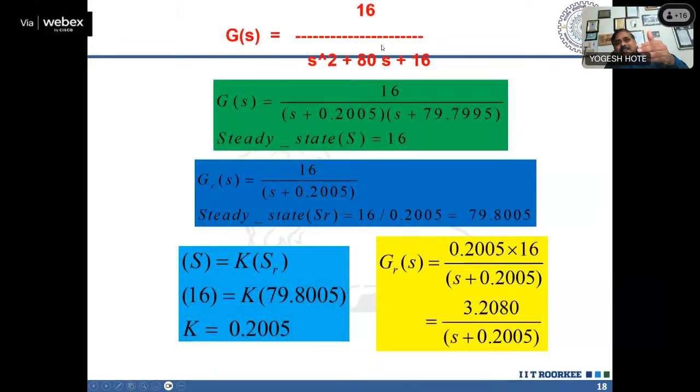So here we can see 16 divided by s plus 21 plus 18. The steady state is 16. Now the steady state of this reduced order plant is 16 divided by 0.8, around 79 something. The steady state of both systems should match. So the steady state of the original system equals K multiplied by the steady state of the reduced order model, because the steady state should match. From this you can put in values, and the factor K becomes 3.2080.